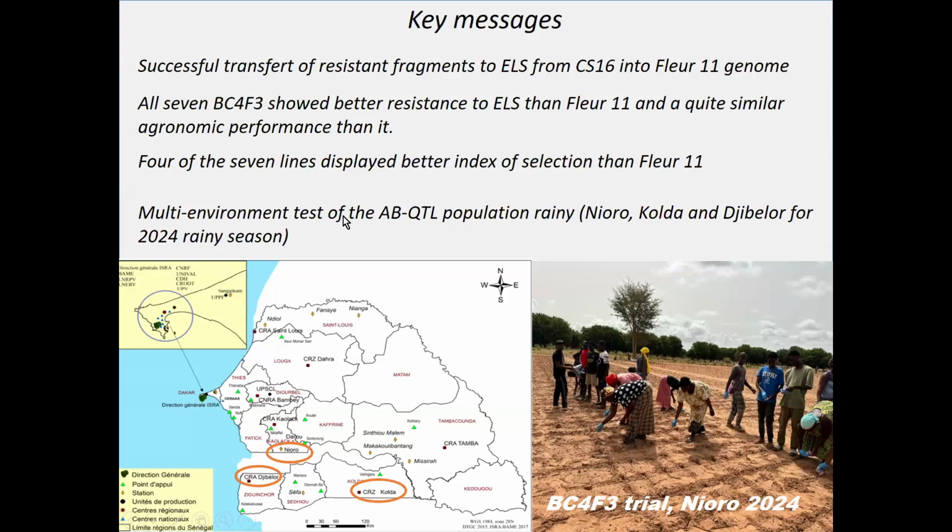So in perspective, we plan to perform a multi-environmental test of these lines in the peanut basin, but also in the south, to confirm their resistance and their agronomic performance. We already did the sowing activity at Nyoro, and now I'm currently here in the south of Senegal, in Djibolo, to install the 2024 trial.